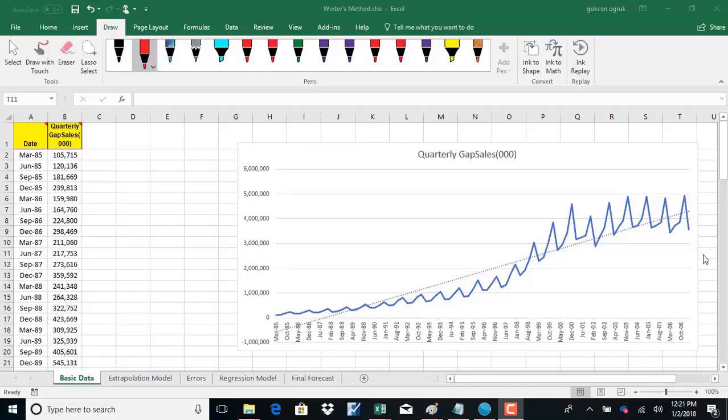In this tutorial, I will show you how to use Excel to do the Holt-Winter technique for forecasting trended and seasonal data. Here I have the gap sales data from March 1985 until March 2007. Let's first visualize the data. Here on the screen you can see the graph of the sales data.